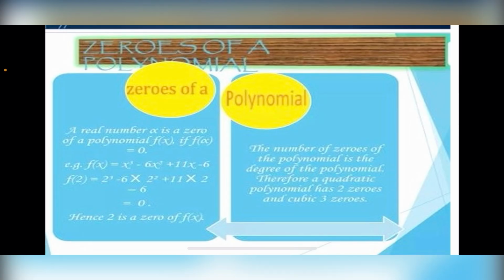Now on to zeros of a polynomial. A real number alpha is a zero of a polynomial f(x) if f(alpha) is equal to 0. Here I have shown an example: x cubed minus 6x square plus 11x minus 6. If we take x equal to 2, then substitute 2 in place of x. So it will be 2 cubed minus 6 into 2 square plus 11 into 2 minus 6. That whole sum will be equal to 0. So 2 is a zero of f(x).